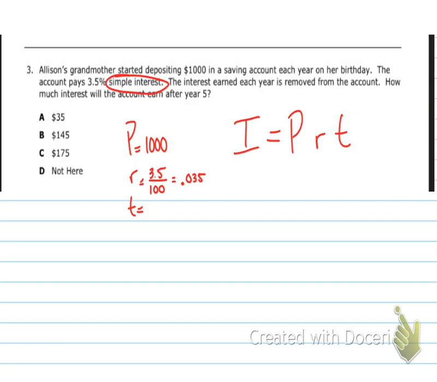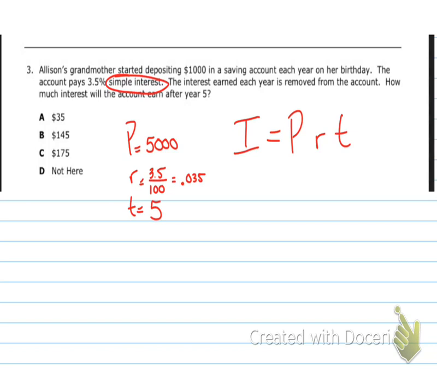And then T is time. In this case, I'm going to use 5. This is going to happen for 5 years. Now, I know the problem says that they deposit 1,000 each year, and then the interest earned is removed from the account. So how much interest will the account earn after year 5? If I'm doing this correctly, on year 5 they've been putting in 1,000 every year, so there should actually be $5,000 in that account.